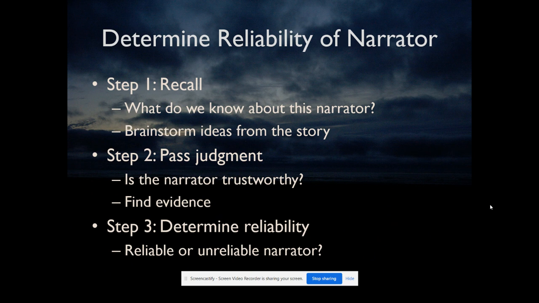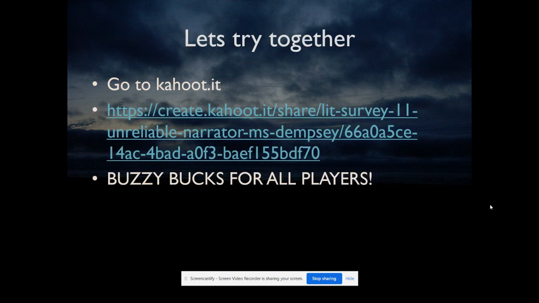So if you're determining the reliability of the narrator, step one is to recall, what do you know about the narrator? Brainstorm ideas from the story. Step two is to pass judgment. Is the narrator trustworthy? And find evidence. Step three is to determine reliability: reliable or unreliable narrator.